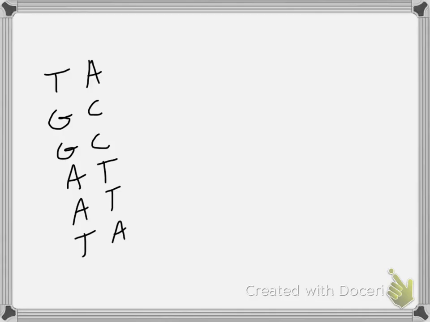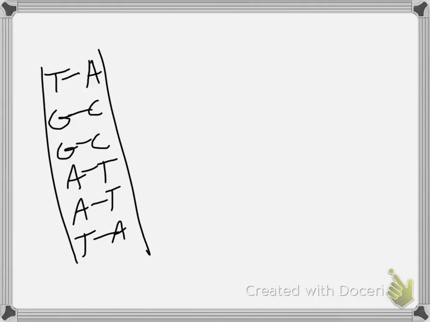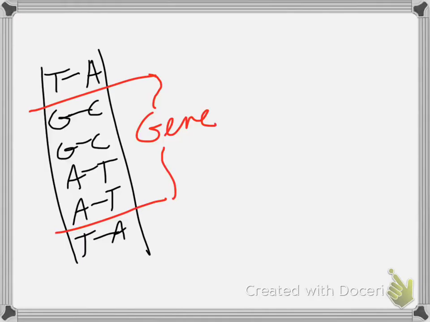So we have T and A and G and C and G and C and A and T and A and T and T and A. And that's DNA. And one section of that DNA is a gene. And you should remember this from the video. A gene can be 5 letters long, it can be 100 letters long. But it's a section of that longer DNA molecule.